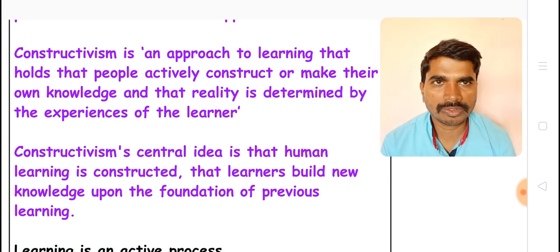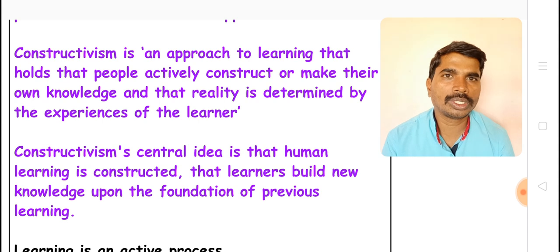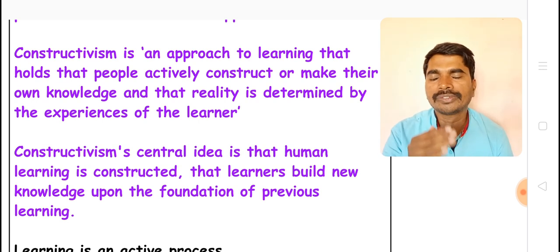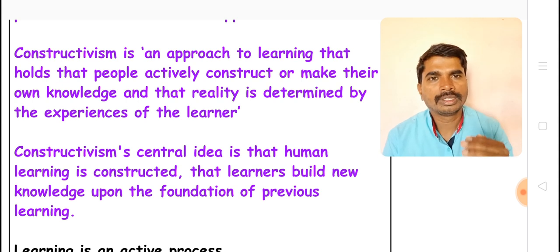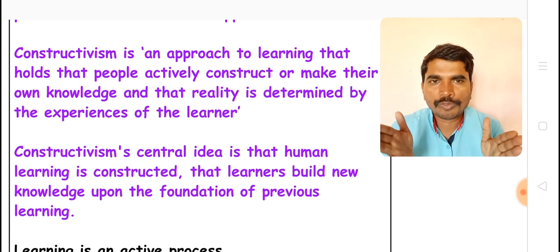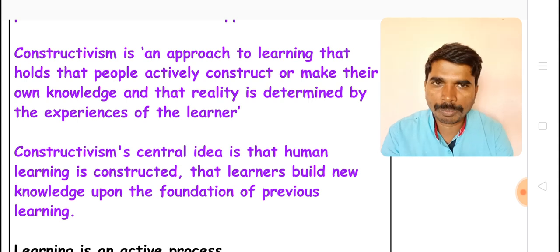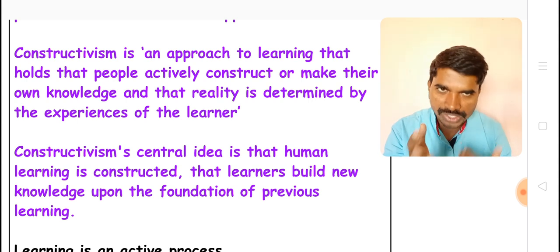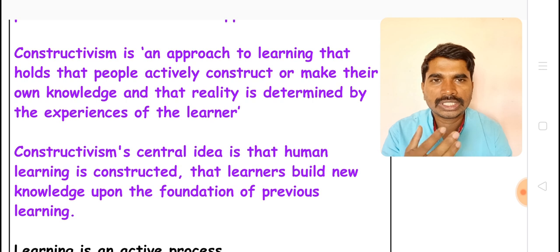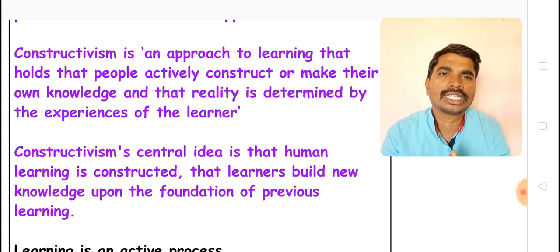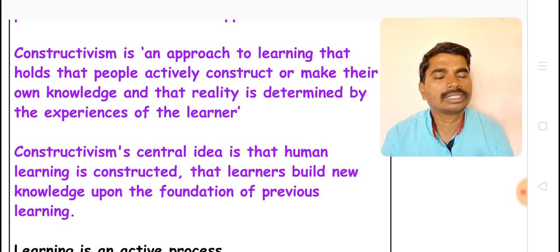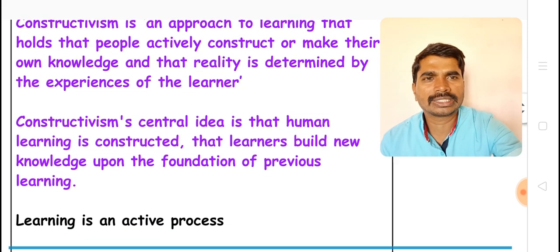Let's see about constructivism. It's an approach to learning that holds that people actively construct or make their own knowledge, that reality is determined by the experiences of the learner. Here, the teacher is not the focal point, but the student is the focal point. Knowledge comes out of him because he is having some past experiences. He constructs knowledge depending on the past knowledge. That is the central idea of this.